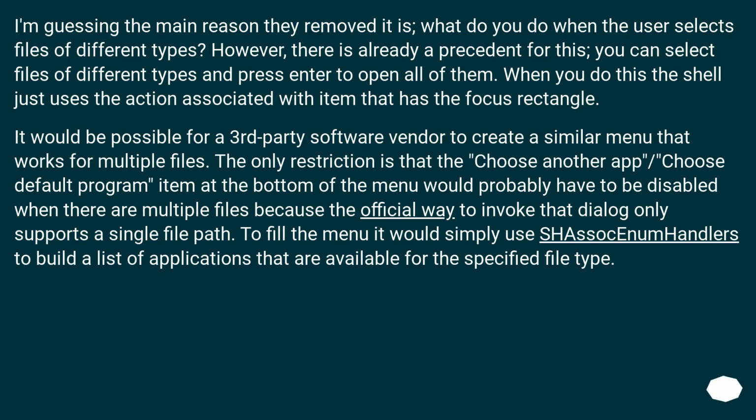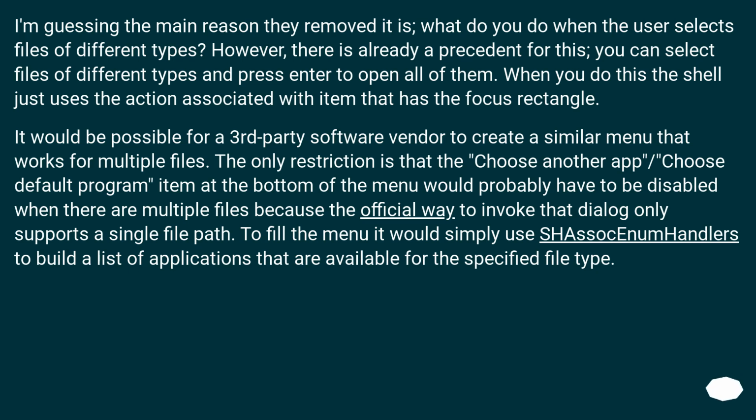I'm guessing the main reason they removed it is, what do you do when the user selects files of different types? However, there is already a precedent for this. You can select files of different types and press Enter to open all of them. When you do this, the shell just uses the action associated with the item that has the focus rectangle. It would be possible for a third-party software vendor to create a similar menu that works for multiple files.